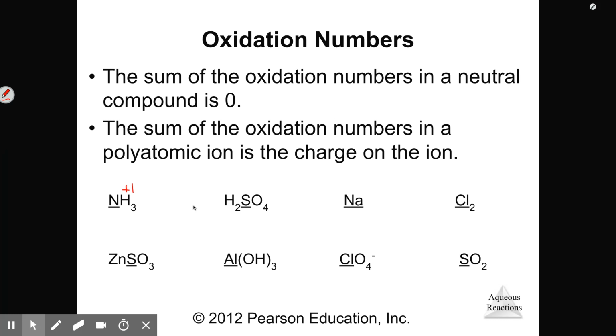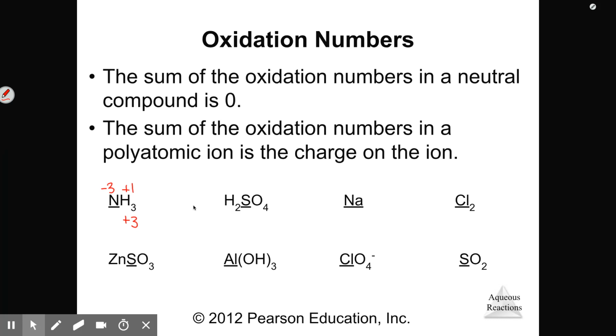I like to write the oxidation numbers kind of up above, but I have 3 of those hydrogens. So overall, hydrogen is a +3. So I need to balance that out with my nitrogen because this is a neutral compound. So if each hydrogen is +1 and I've got 3 of them, I have a charge of +3. So nitrogen has to be a charge of -3 in order to balance that out. So I would say that in this compound, nitrogen has an oxidation number of -3, and each hydrogen has an oxidation number of +1. Okay, let's go to the next one.